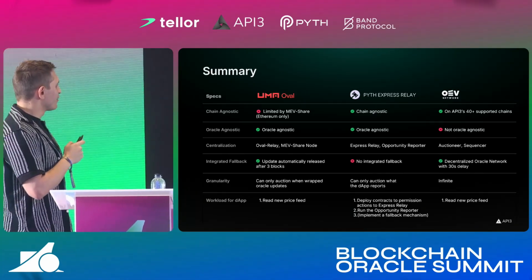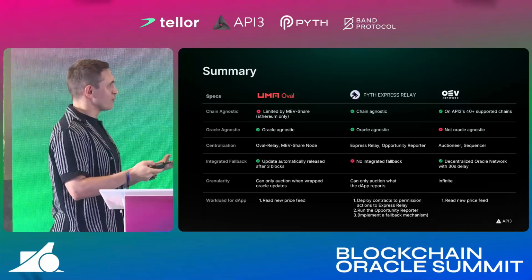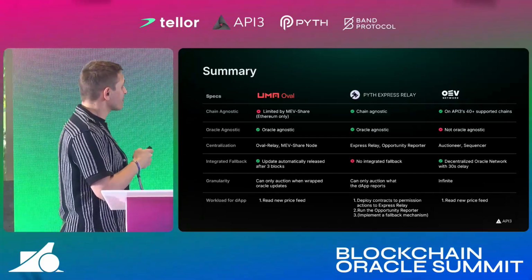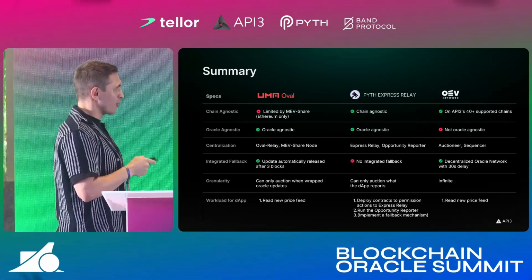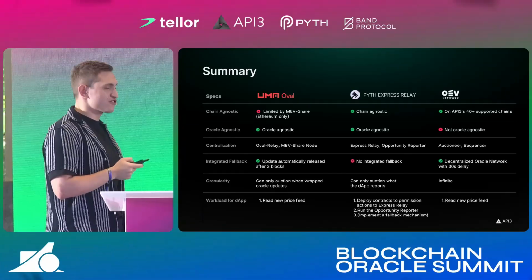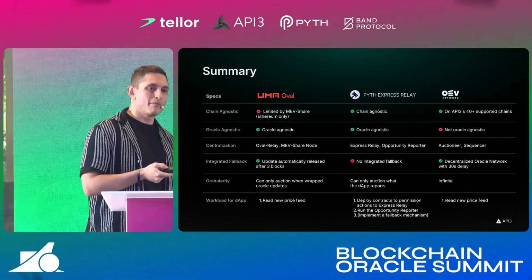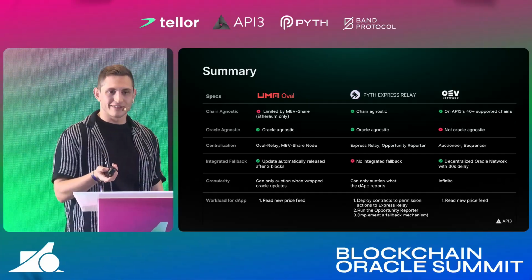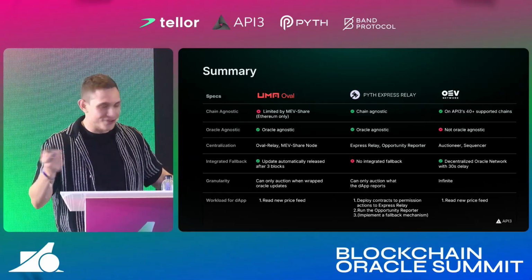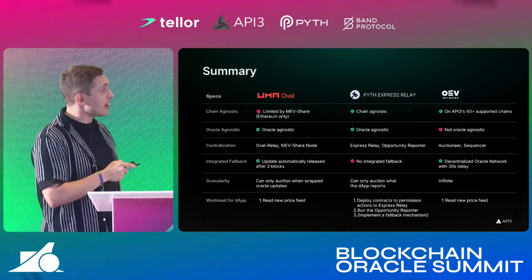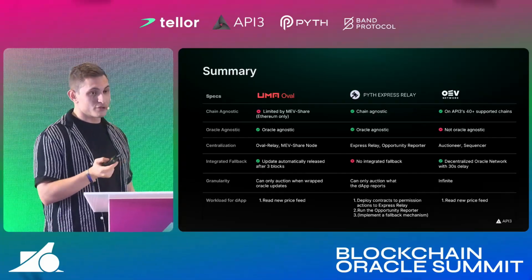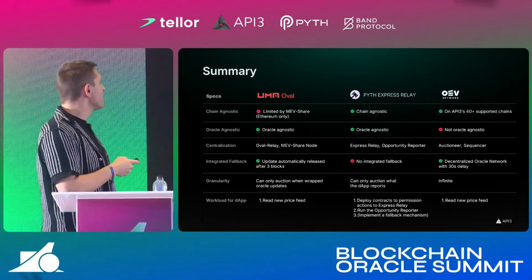Gonna talk about each and every single point, just to give you a big overview of what you're looking at. So, chain agnostic. Oval is currently limited by MEV share, so Ethereum only, but I'm pretty sure they're gonna solve that in the soon future. PIF's Express Relay, chain agnostic. Our solution supported on all the chains that we are supported on, currently 40 plus.